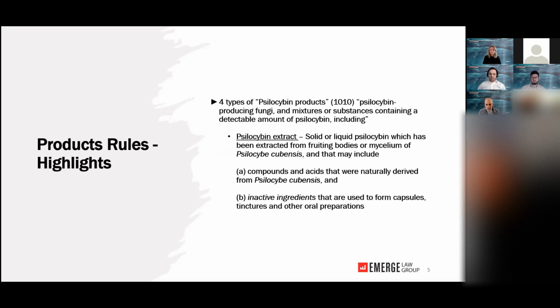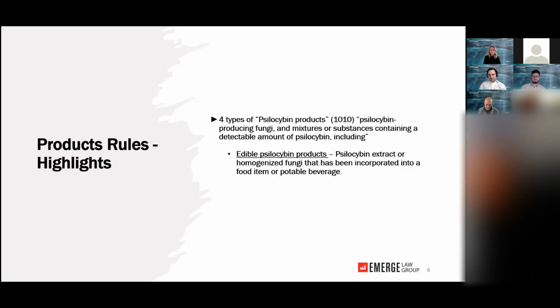The third psilocybin product that we've identified is extracts, psilocybin extracts, solid or liquid psilocybin, which has been extracted from the fruiting bodies or mycelium of our species, Psilocybin cubensis. And again, the rules are aiming to limit the extracts to inactive ingredients here. So that's also a part of how they're classifying this type of psilocybin product. And then finally, they also include edible psilocybin products, which would be psilocybin extract or homogenized fungi that have been incorporated into a food item or a potable beverage.